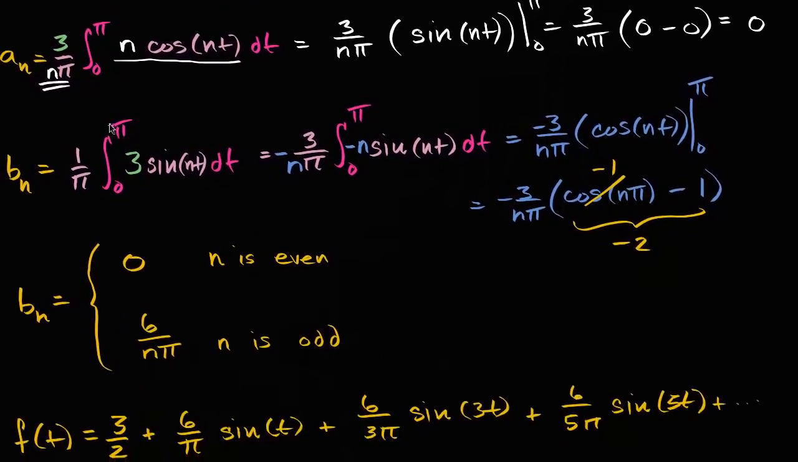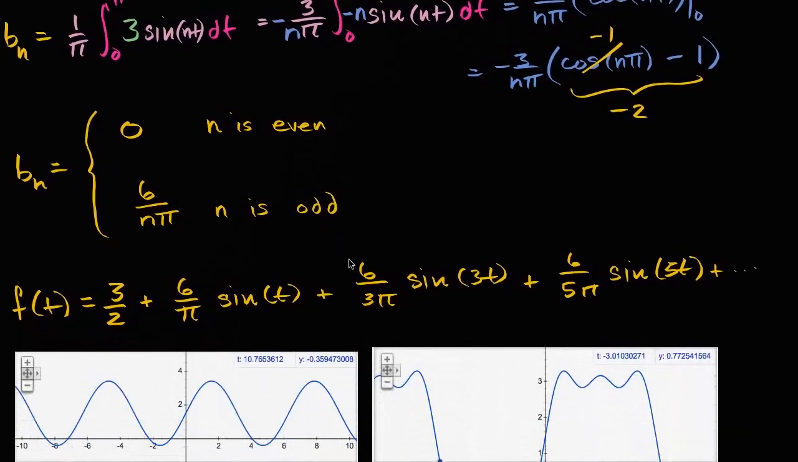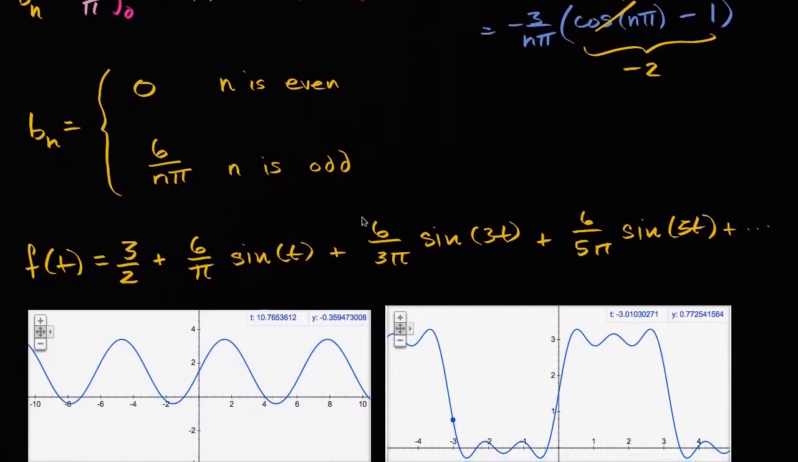And so based on what we found for our a sub 0 and our a sub n's and our b sub n's, we could expand out this actual, and we did in the previous video, what does this Fourier series actually look like? So 3/2 plus 6 over pi sine of t plus 6 over 3 pi sine of 3t plus 6 over 5 pi sine of 5t, and so on and so forth. And so a lot of you might be curious, what does this actually look like? You can type these things into Google and it will just graph it for you.